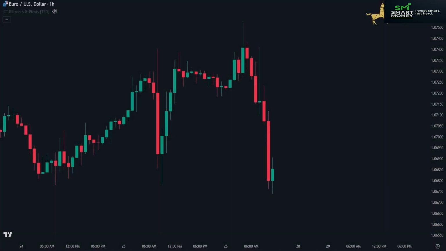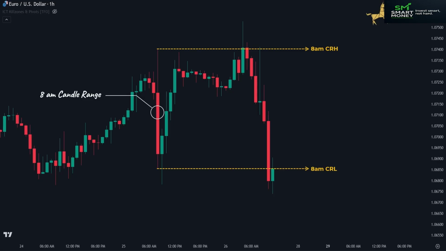Here we have the Euro-Dollar 1-hour time frame on the screen. As you can see, we have a perfect CRT model based on this 1-hour 9 a.m. candle. We have all 3 steps of the power of 3: accumulation, manipulation, and distribution. After forming this large candle as CRT's range candle, we can see that the price swept the liquidity accumulated below the first candle with a wick, then closed inside the range, and after that price immediately pushed to the high of the candle range.